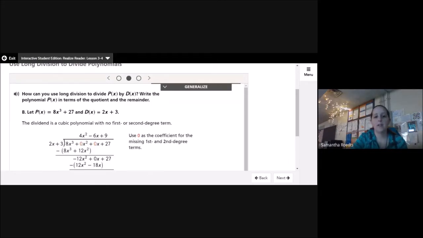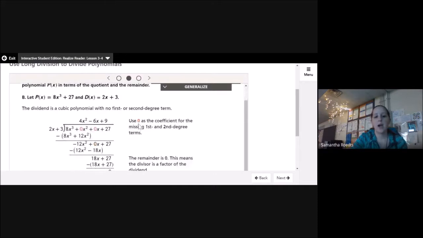So the dividend is a cubic polynomial with no first or second degree term. So again, no x squared, no x. So I use 0 as the coefficient for the missing first and second degree terms. So 0x squared and 0x. Okay. So you need to make sure that you do that. This will be something that you have to do in synthetic division as well as long division. So get used to doing it.